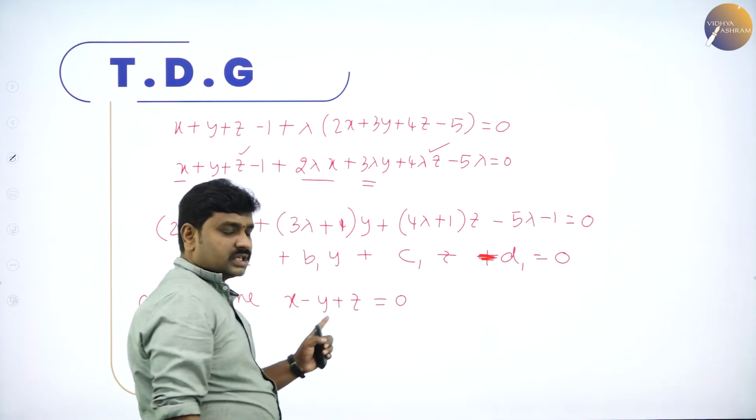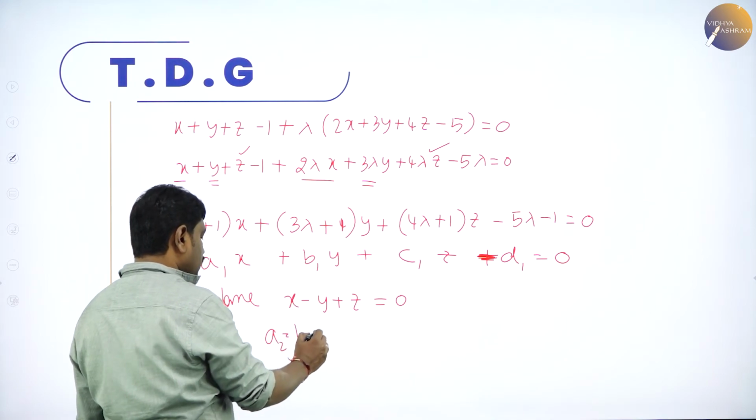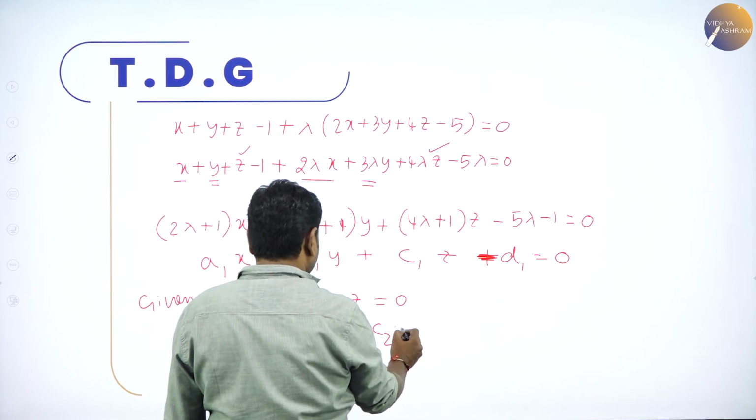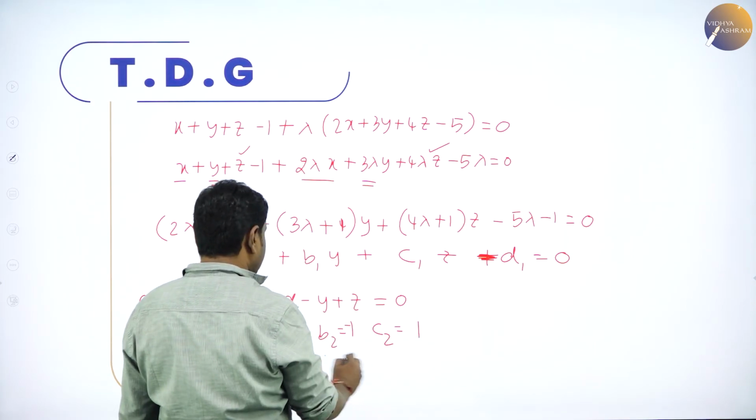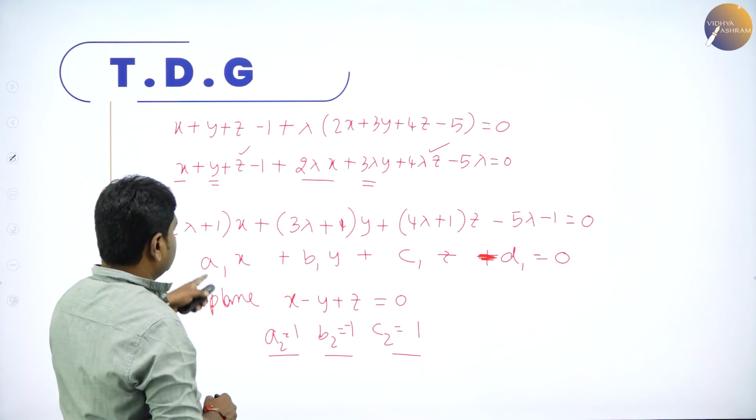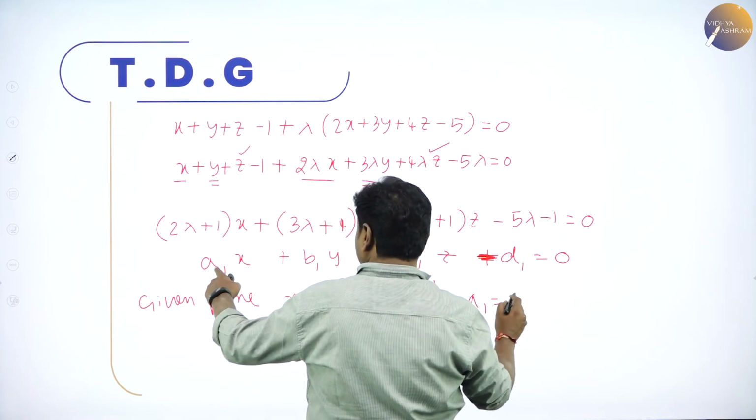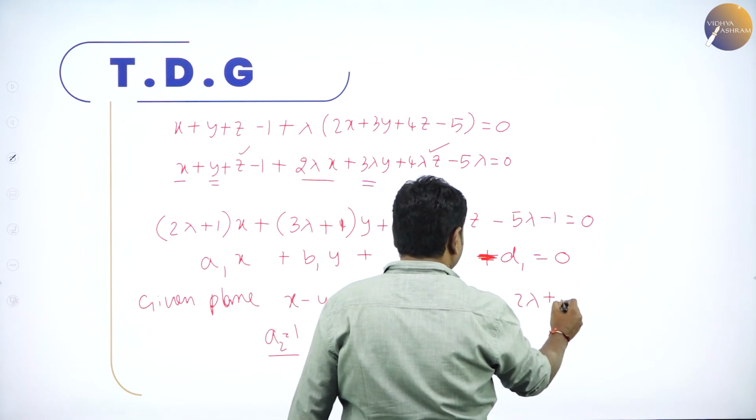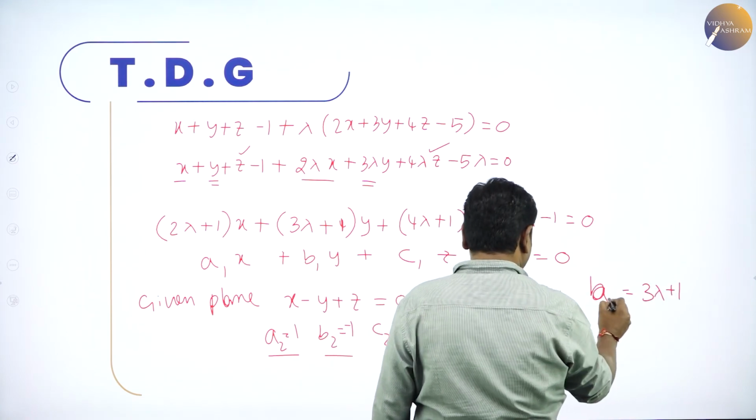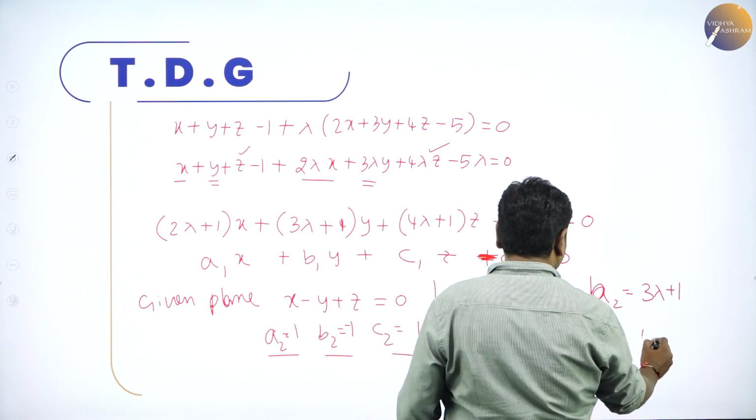So dear students, here we'll get a2, the coefficient of x, that is 1. b2 is the coefficient of y, minus 1. c2 is the coefficient of z, that is 1. We have a2, b2, c2, and a1, b1, c1 are from our plane. a1 means the coefficient of x, that is 2 lambda plus 1. b1 is the coefficient of y, 3 lambda plus 1. And c1 is the coefficient of z, that is 4 lambda plus 1.